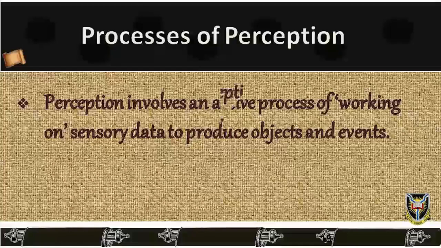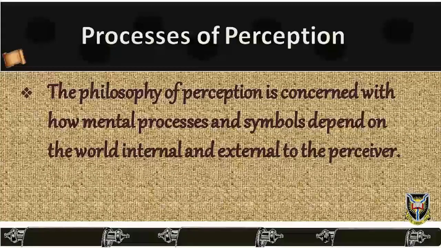events around us. The philosophy of perception is concerned with how mental processes and symbols depend on the world internal and external to the perceiver. Our perception of the external world begins with the senses, which lead us to generate empirical concepts representing the world around us within a framework relating new concepts to pre-existing ones. Perception therefore leads to an individual's impression of the world.